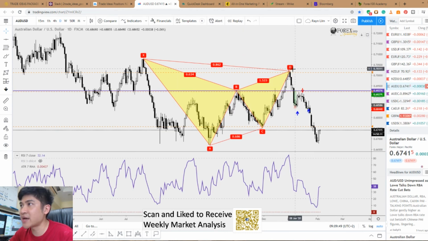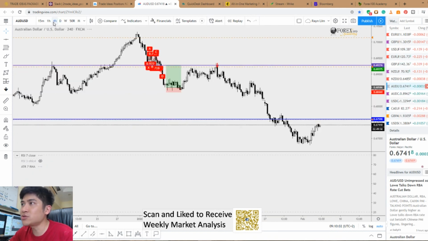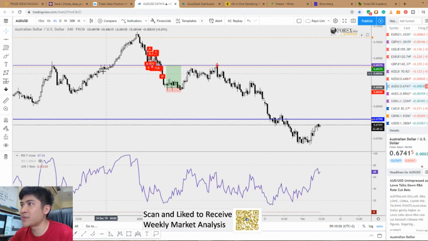This is the garlic pattern. A sharp turn, a V-shaped turn over here, hit target 1, target 2, and extended downwards. Congratulations to those who got it. So you know that I'm extremely bearish on the Australian dollar right now. Down to the 4-hour chart. On the 4-hour chart, nothing much is set up for me to engage in any kind of trade at the moment.